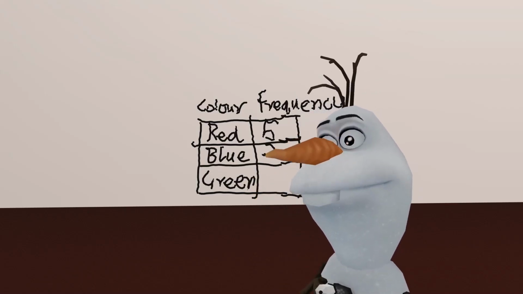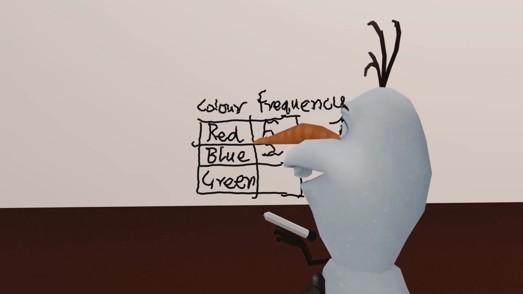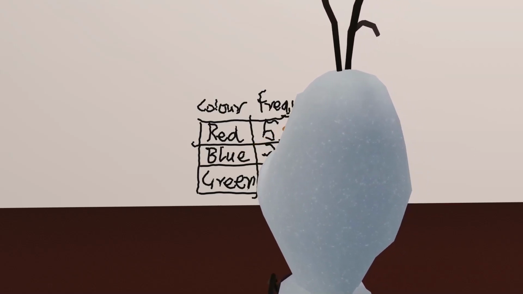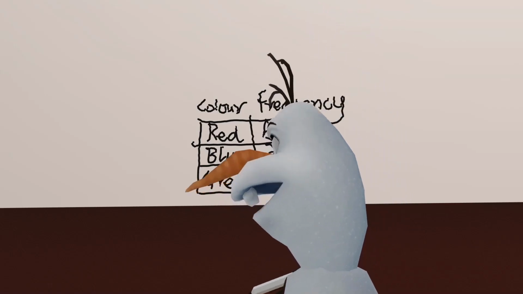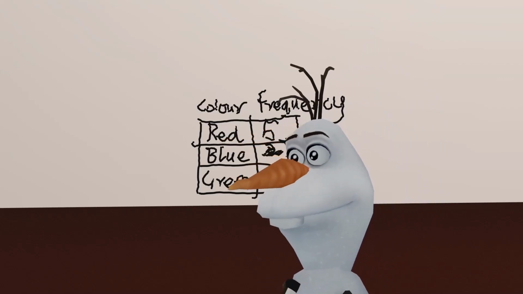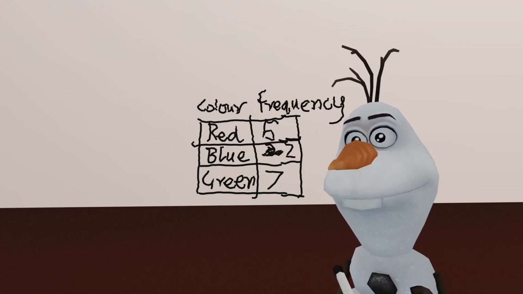If 2 people liked blue, we would write 2. Well, it's not a very good 2. You get the idea. And if 7 people liked green, write 7. Make a nicer looking 2 there. Get rid of that one. Now, these are pretty easy to make.